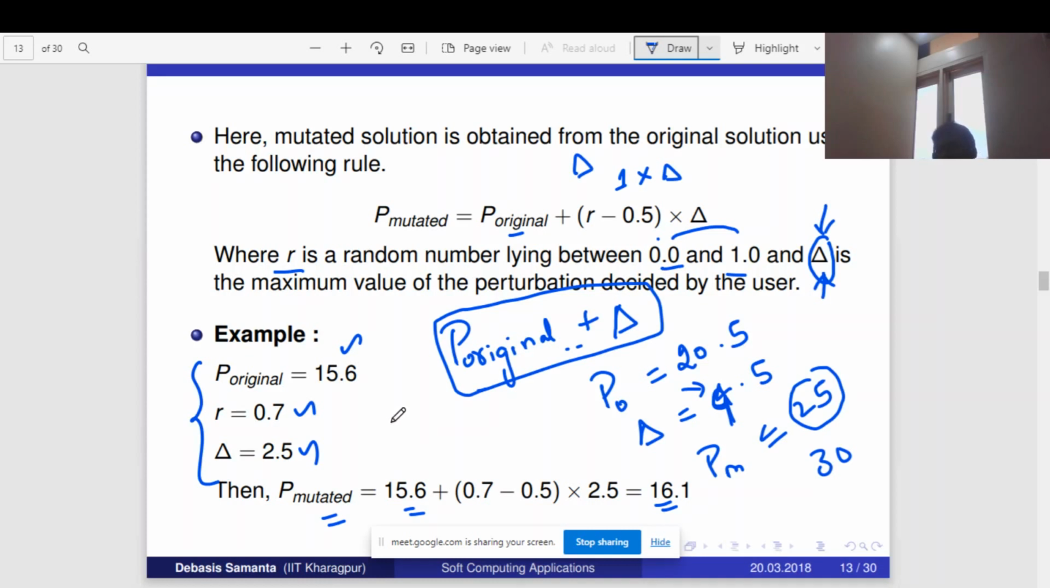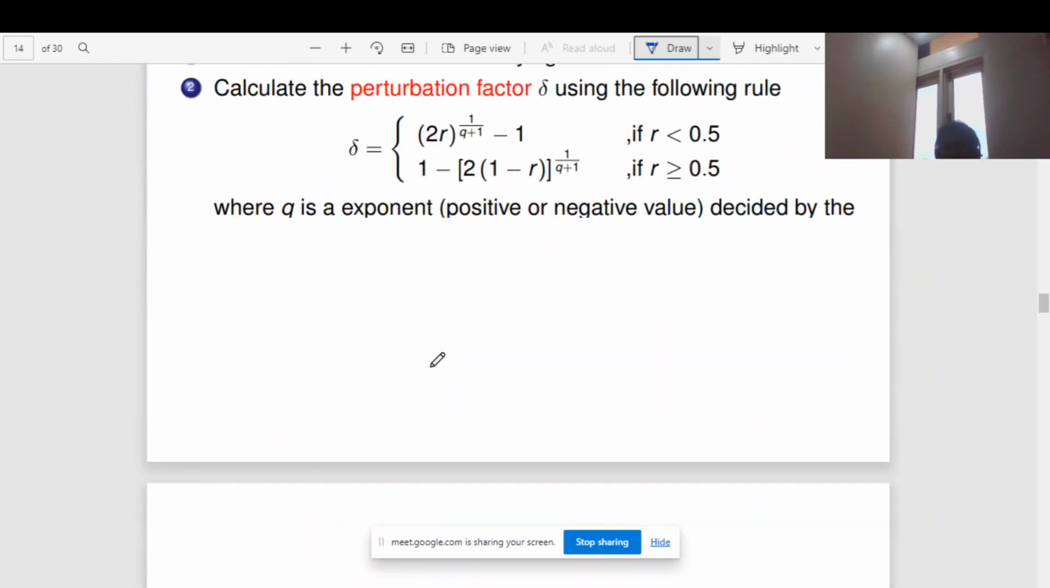17 point? Yeah, 15.6 plus 2.5: 16.5, 17.5, 18.1, right? 18.1. It won't exceed 18.1. Okay. So that is how it is done. Okay.